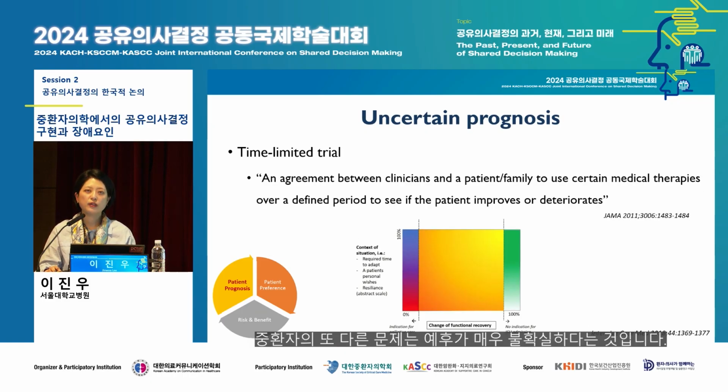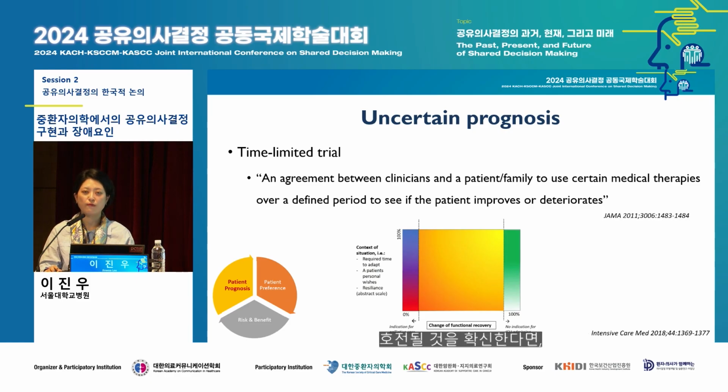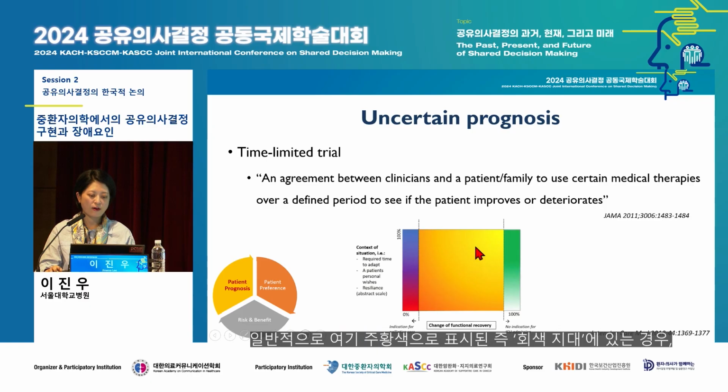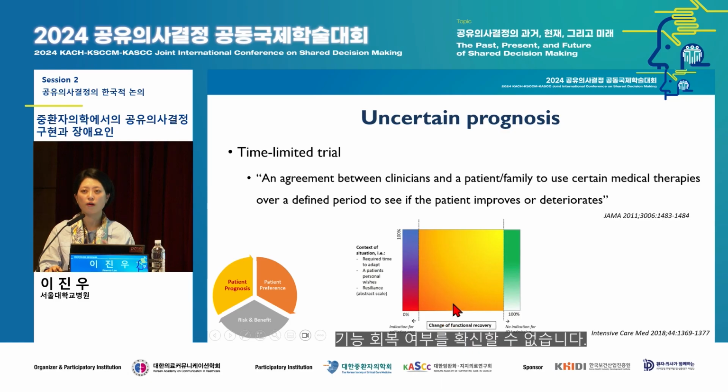Another problem of critically ill patients is that they have a very uncertain prognosis. When you admit a patient to the ICU, if you're sure that the patient is going to deteriorate and expire, then you shouldn't admit them to the ICU. If you're sure they're going to get better, of course you should admit them. But usually they're in a very gray zone. You're not sure. Especially from an intensivist's view, you're seeing the patient for the first time and you cannot make a very clear diagnosis of their prognosis. So usually they're in the orange or gray zone, and you're not sure of their functional recovery.